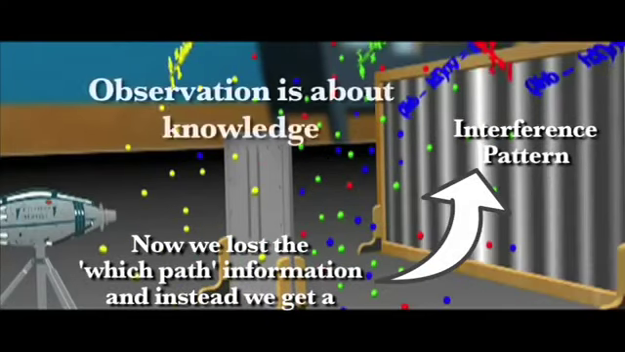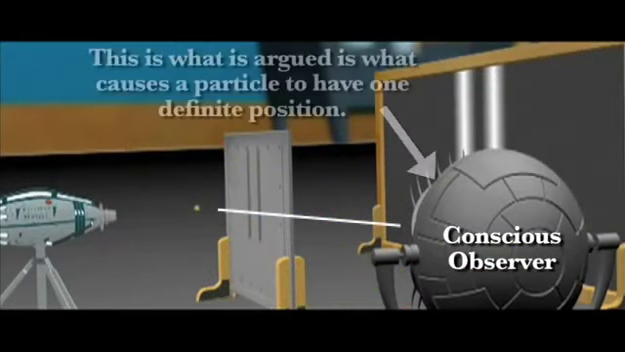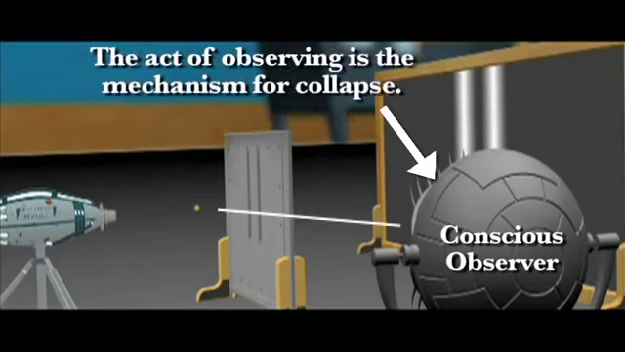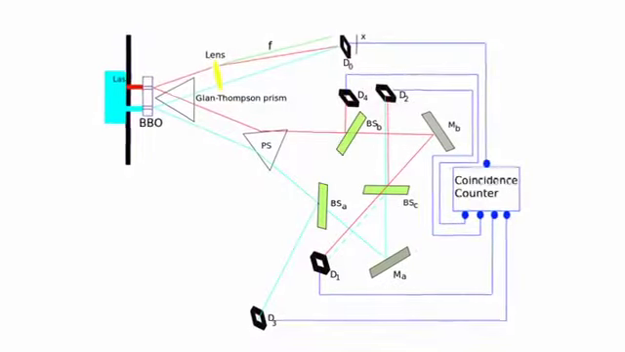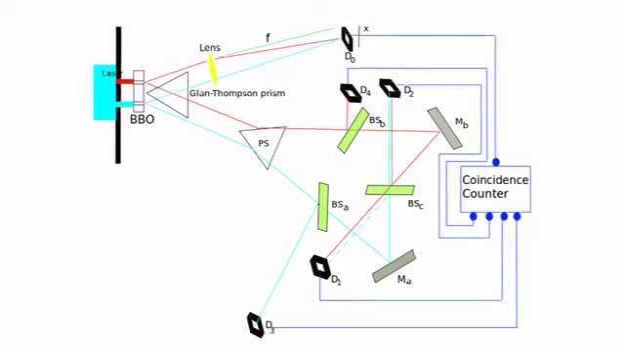See, observation is about knowledge, a conscious observer having knowledge of the system, and this is what is argued as what causes the particle to have one definite position. The act of observing is the mechanism for collapse. This is better demonstrated from the famous delayed choice quantum eraser experiment from 1999. As you can see, this looks complex, but I'm going to break this down and attempt to simplify what is going on here so we can understand it.